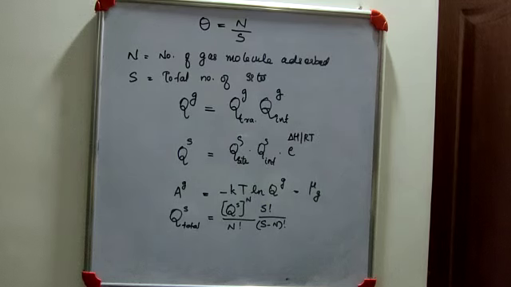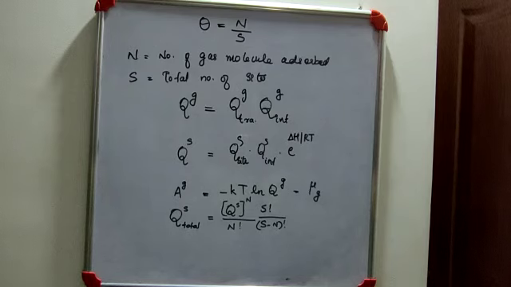Now we move on to the derivation part. Suppose there are n number of gas molecules getting adsorbed, and we have a set of s number of sites available for adsorption. So we could write the fraction of adsorption, theta, equal to n by s, where n is the number of gas molecules adsorbed and s is the total number of sites.